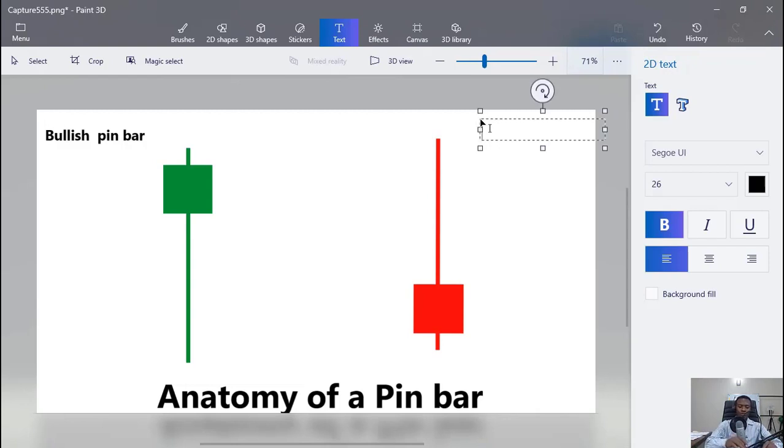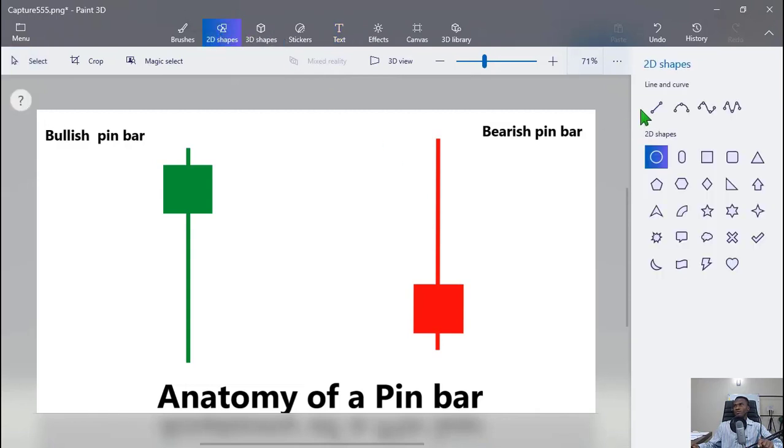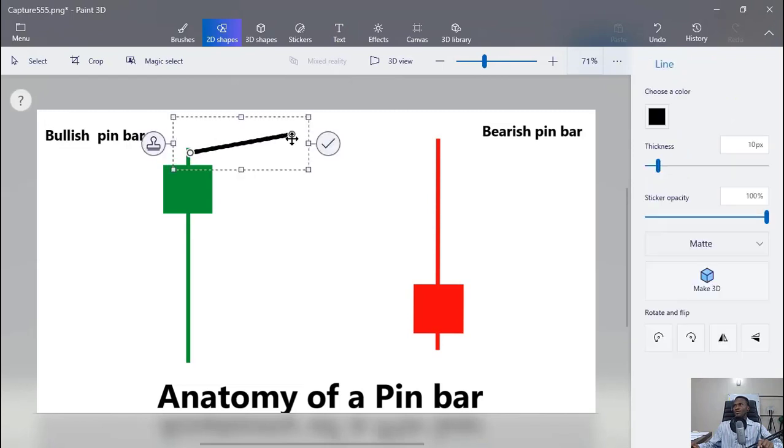This is the bearish pin bar we have right here. Now I'm going to label this price action bar. Let's get into some labeling. At the top edge is the nose. This is the nose of the bar.